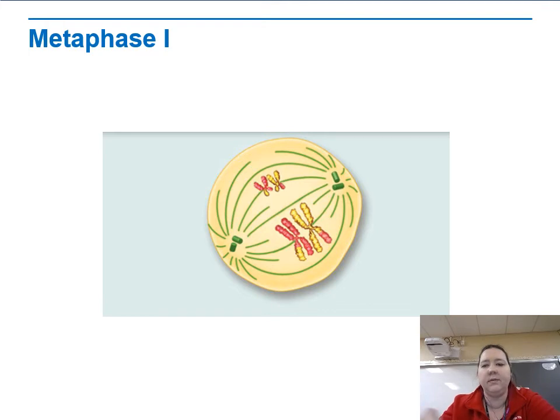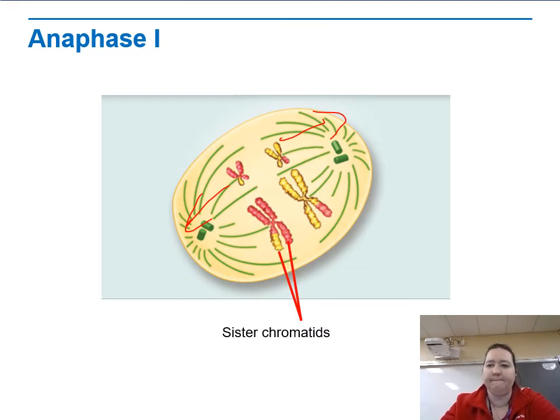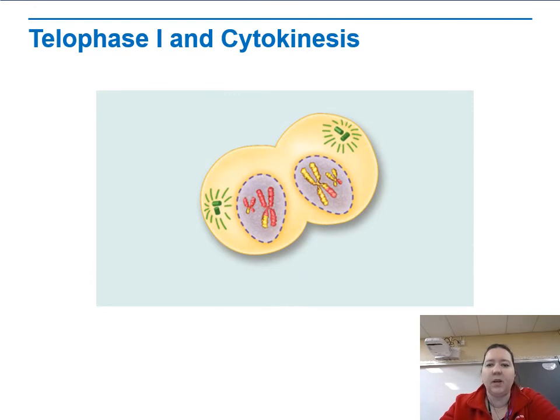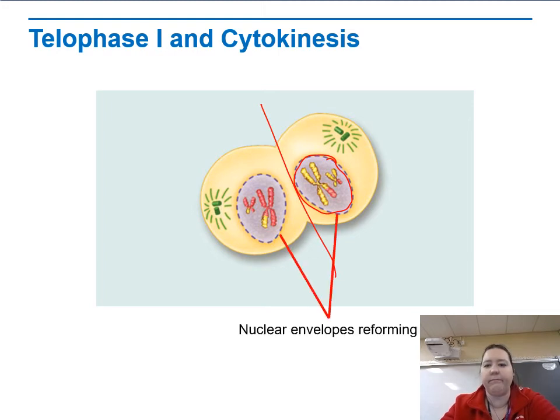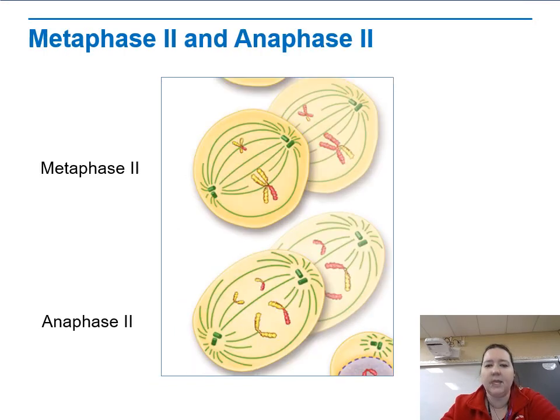Metaphase 1, things still line up on the center. Anaphase 1, chromosomes still moving away from the center. The thing here is we're pulling sister chromatids apart. Telophase 1 and cytokinesis, the nuclear envelope reforms, and we divide the cell. Meiosis 2 starts with these cells and does it all again. Line up in the center. Now, instead, we're pulling apart the sister chromatids.